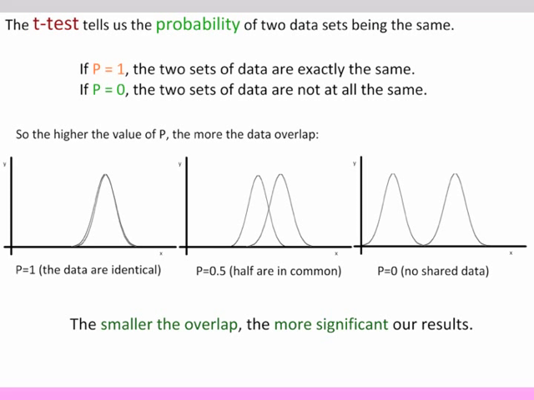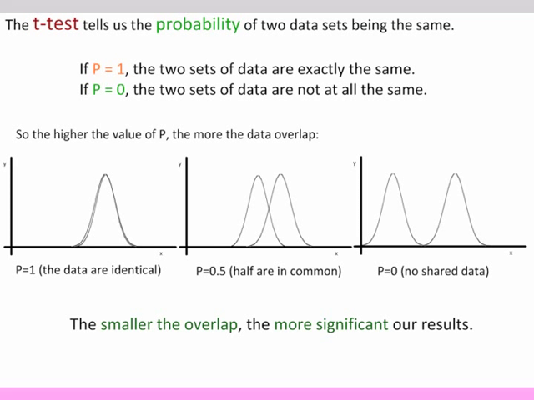In the graph in the middle, you have p equals 0.5. That means that half of the data sets are the same and half of them are different. So the closer we are to 0, the more different the data are, and the closer we are to 1, the more overlap there is.